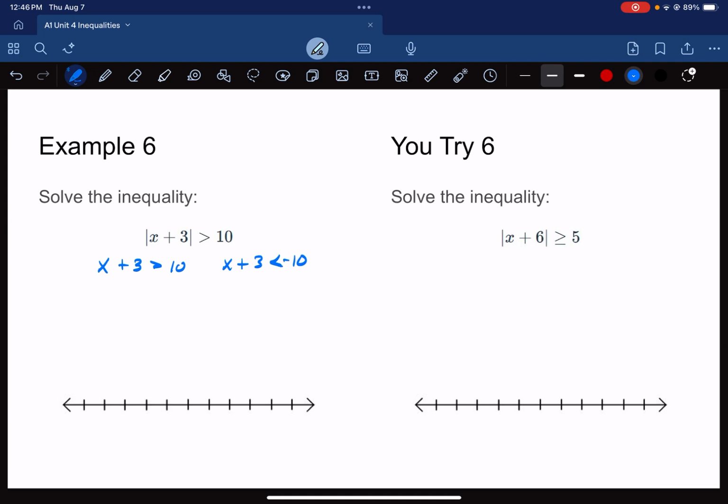Okay. Greater than 10, less than negative 10. Looks like a -3 to solve. X is greater than 7. X is less than negative 13.